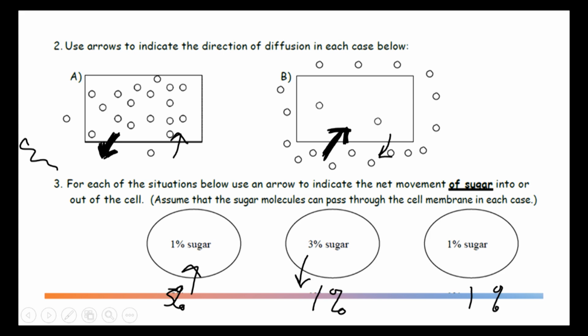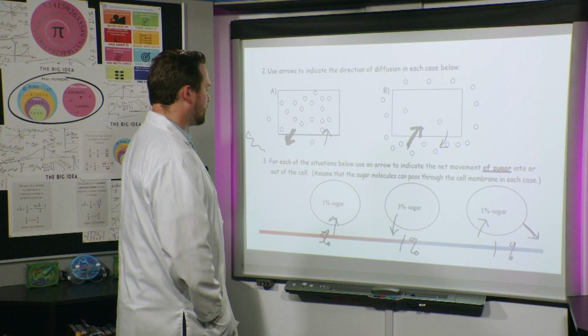Now, this one is a little tricky. It says 1% on both, so this is actually equal. So there is no net movement. So here I think it is okay to draw two arrows, okay? Because some is coming in and some is going to be moving out, okay? Great work, y'all. Great work.